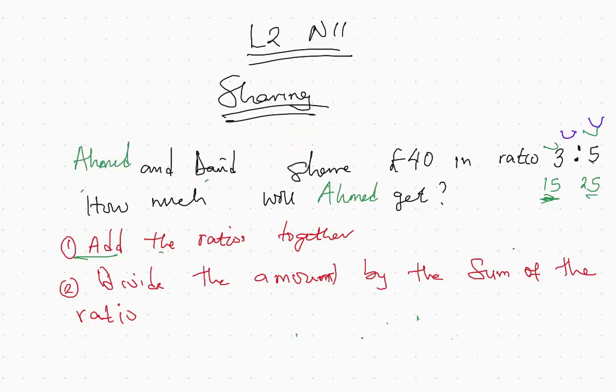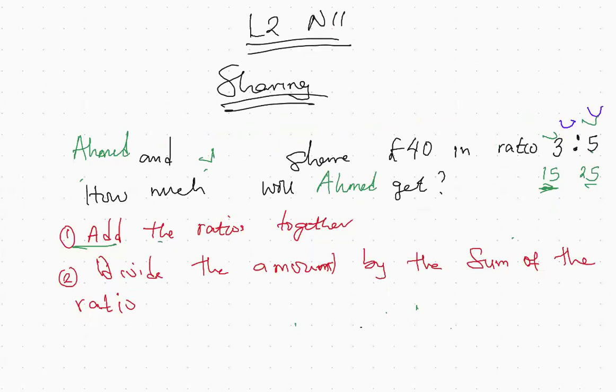Ahmed and Jill share 35 pounds in the ratio 3-4. How much did Ahmed get? I'm going to pause it, then you can tell me.